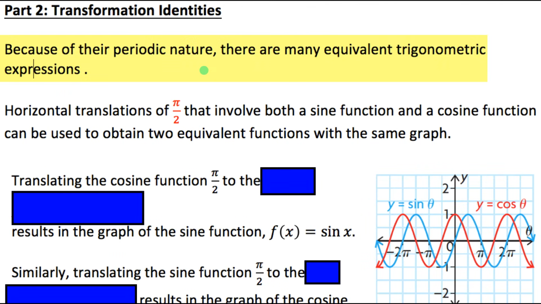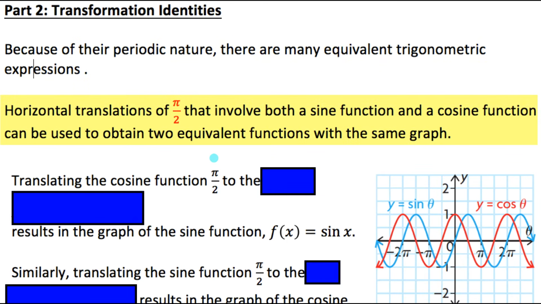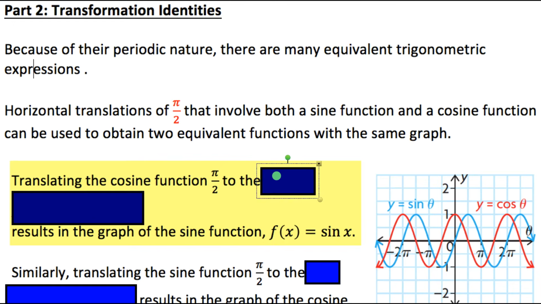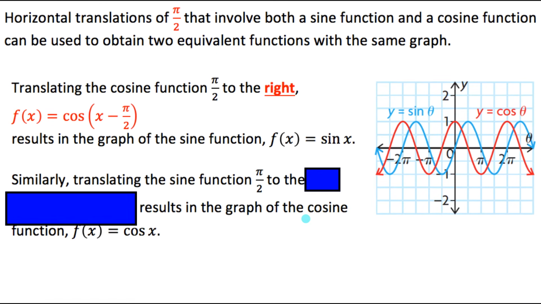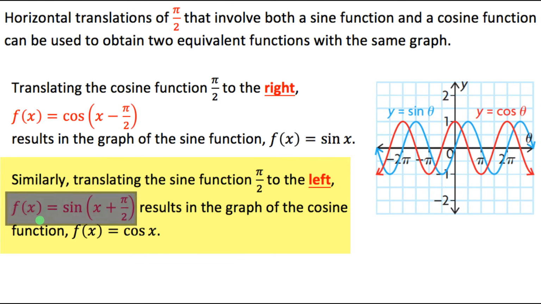Because of their periodic nature, there are many equivalent trig expressions. Horizontal translations of pi over 2 that involve both the sine and cosine function can be used to obtain two equivalent functions with the same graph. Translating the cosine function pi over 2 to the right, so by doing that transformation, making the d value pi over 2, so cos of x minus pi over 2 is a cosine function that's been shifted pi over 2 to the right. That results in the exact same graph as sine x. And just like I showed, we could instead transform the sine function pi over 2 to the left. By making that equation sine of x plus pi over 2, that makes the d value negative pi over 2, it shifts it left pi over 2. That would give us an equivalent function to cos x.